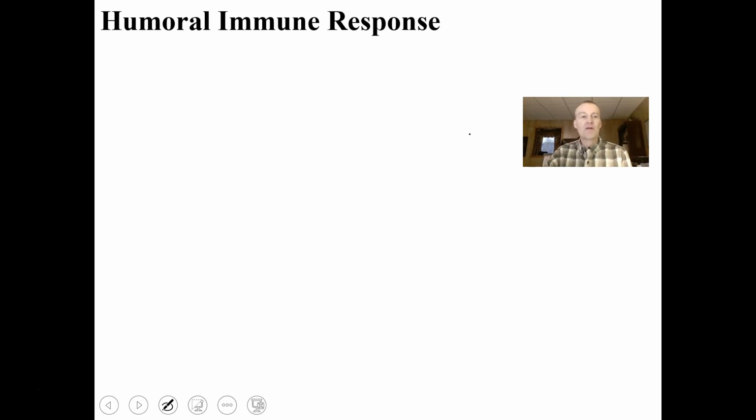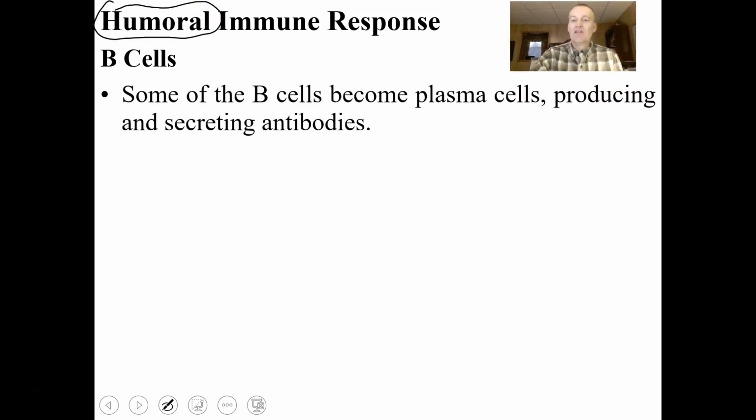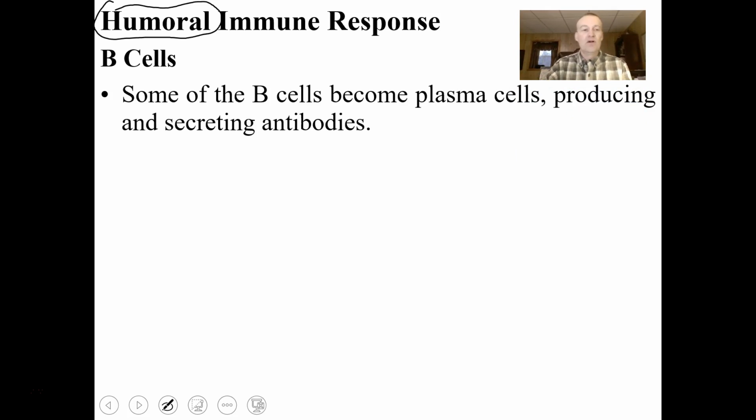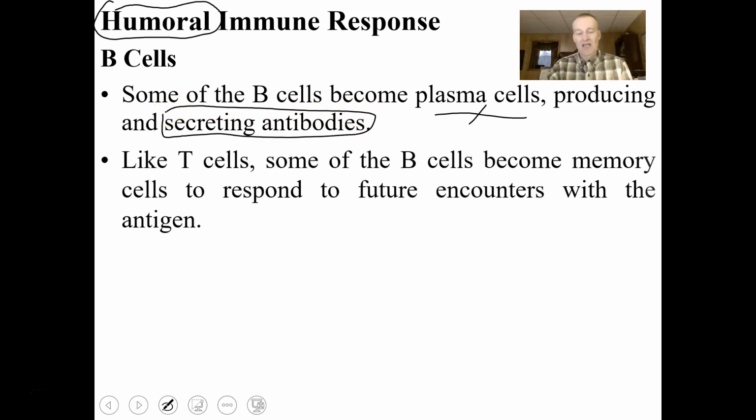All right, let's talk about the humoral immune response. Humoral is kind of a weird word, but it means fluids. So it's the immune response that occurs in the fluids of the body. And this is going to be under the purview of B cells. Some of the B cells are going to become activated, and when they become activated, they become plasma cells. These plasma cells will secrete these really interesting proteins called antibodies. Like T cells, some of the B cells will become memory cells, and therefore they'll have a no delay response to future encounters with foreign agents.